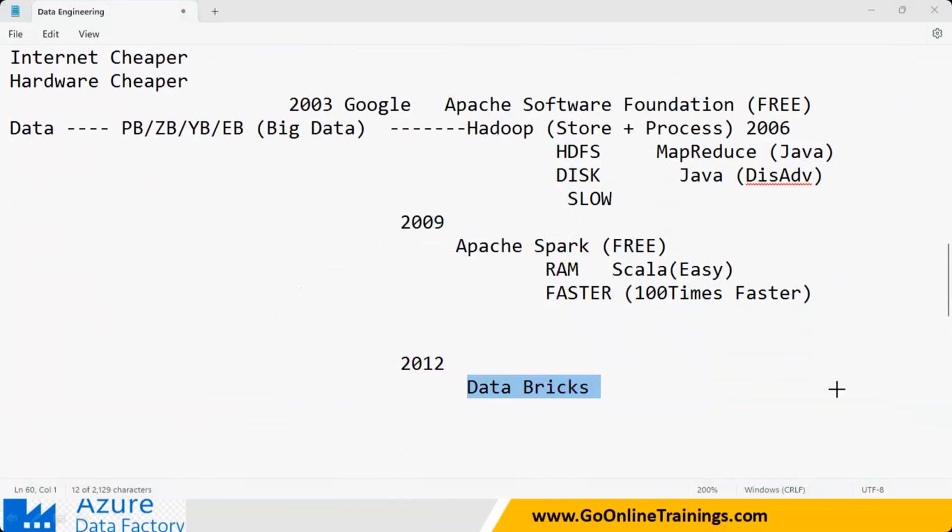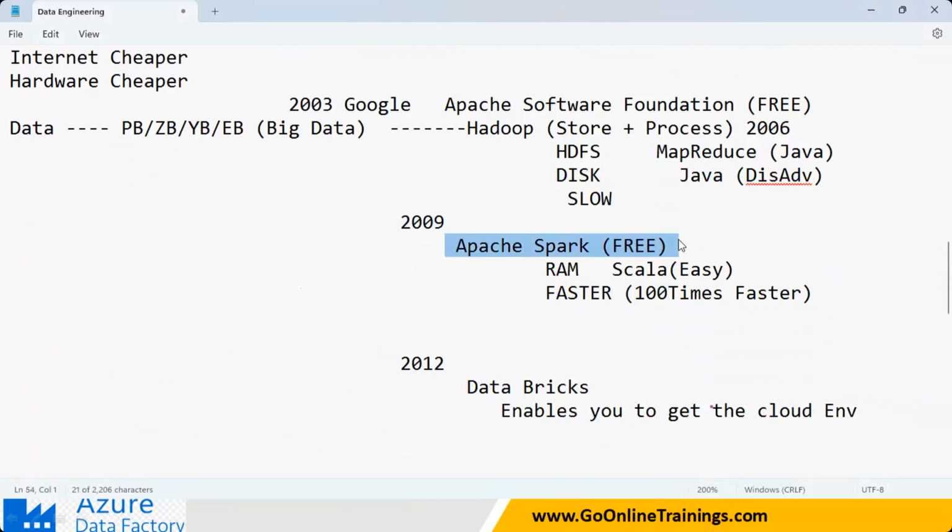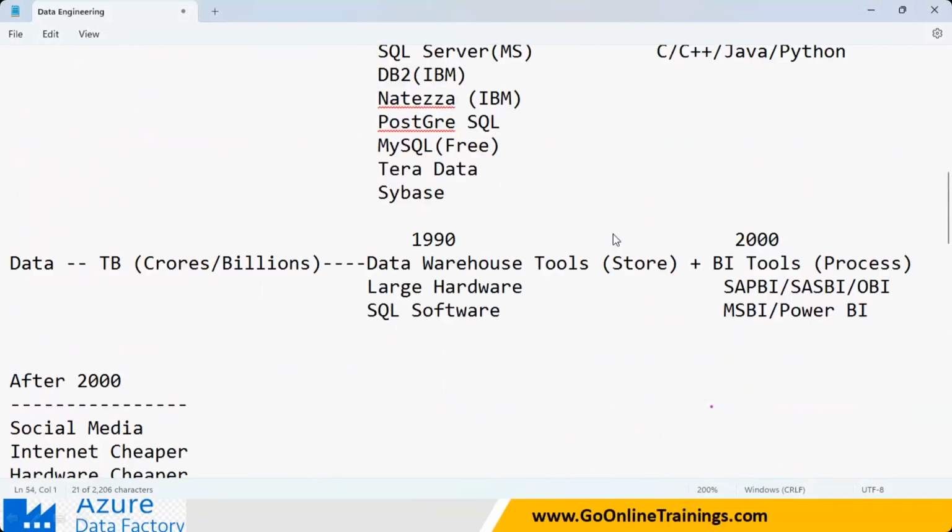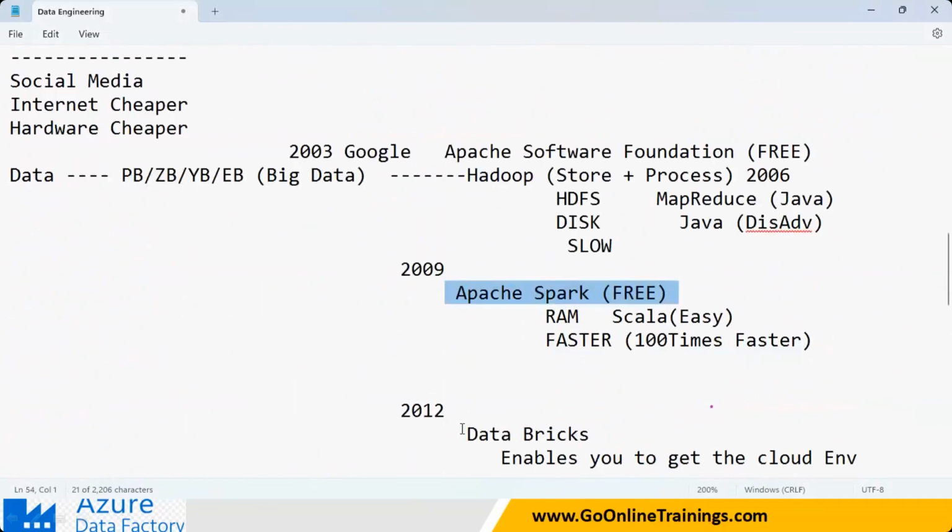Remember this point. Clear? So Databricks is a software which enables you to install Apache Spark in the cloud environment. It enables you to get the cloud environment, and it will install what? Apache Spark. What is the purpose of Apache Spark? If you want to store a large amount of data, normal data warehousing cannot be used. So we are going to be using what is called Databricks today.